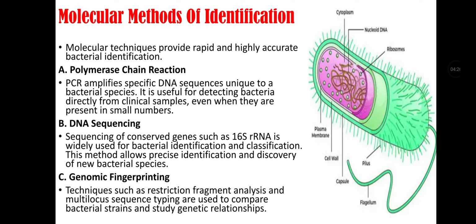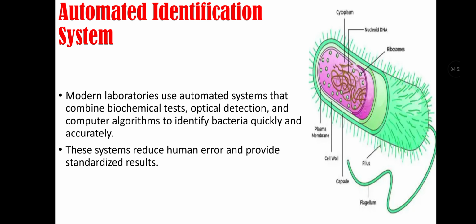DNA sequencing. Sequencing of conserved genes such as 16S ribosomal RNA is widely used for bacterial identification and classification. This method allows precise identification and discovery of new bacterial species. Genomic fingerprinting. Techniques such as restriction fragment analysis and multilocus sequence typing are used to compare bacterial strains and study genetic relationships.